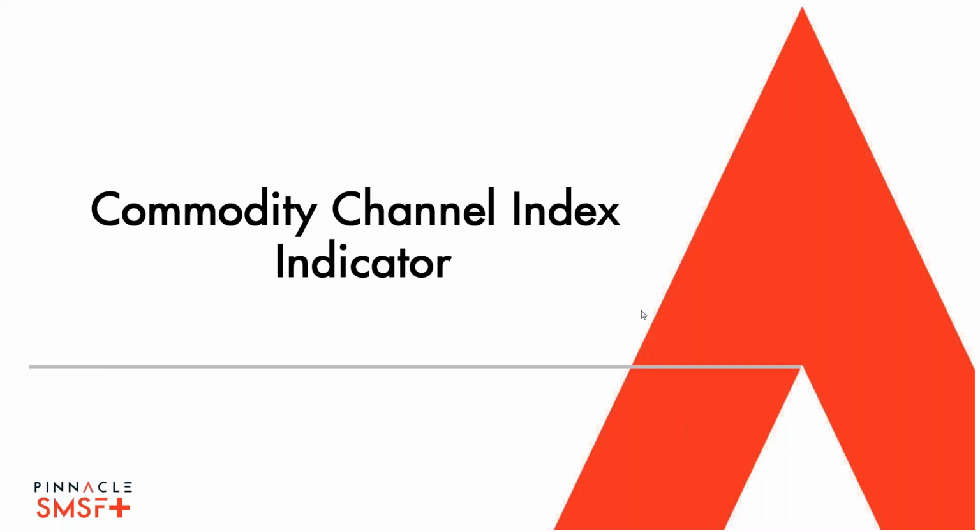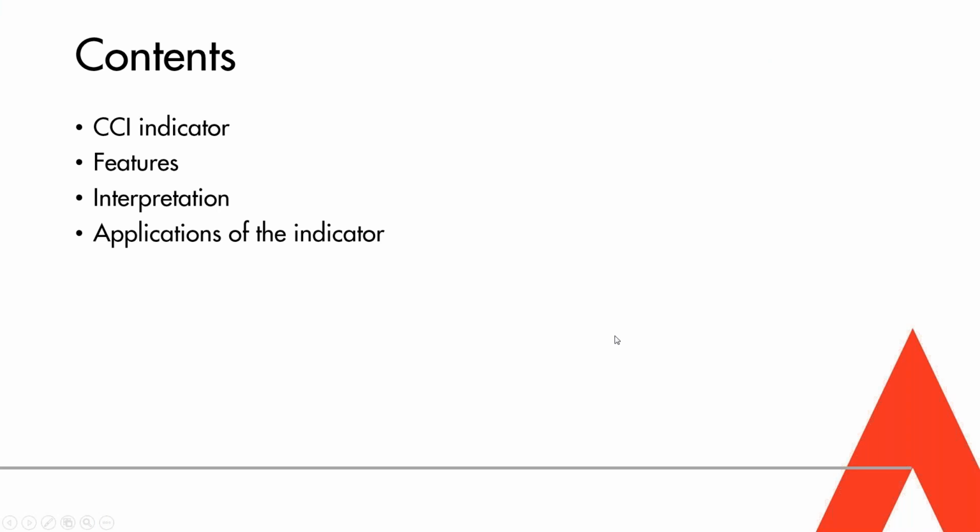In this lesson, we'll be doing a lesson on the Commodity Channel Index indicator, also known as CCI. Despite its name, Commodity Channel Index, it can be applied to any market. Some of the things we'll be covering in this lesson include the CCI indicator, what it's all about, how it's calculated. We'll be discussing some of its features, how you interpret the indicator, and applications of actually using the indicator.